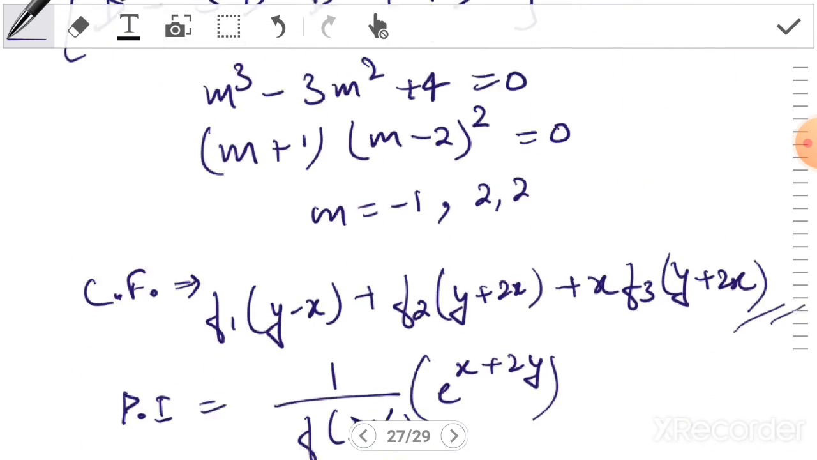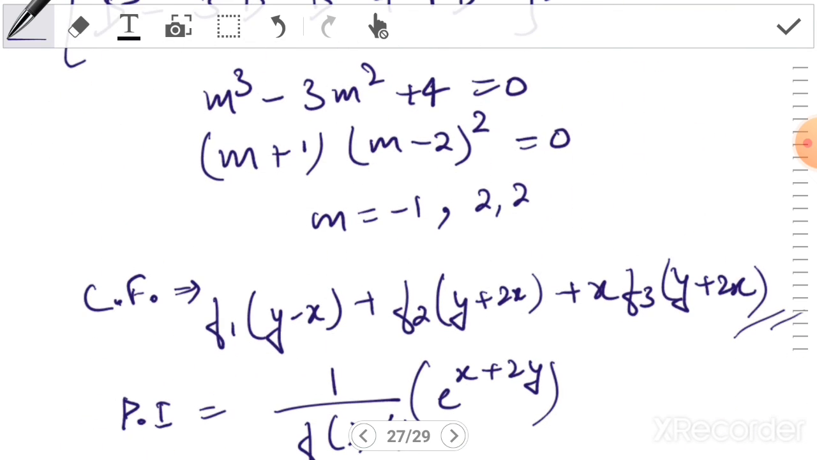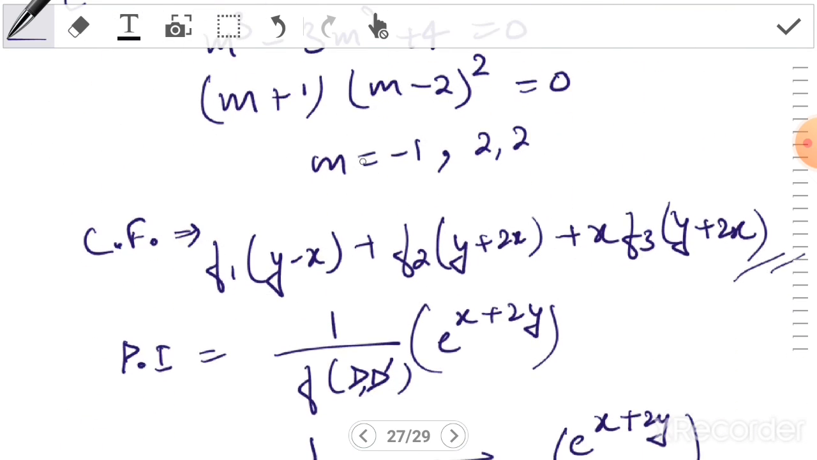So this is how we proceed if the differential equation is of this kind. Since m is equal to minus 1, 2 and 2, that is why we have taken here minus 1x, plus 2x and plus 2x. Okay. And since repeated roots are there, that is why we multiplied one function by x, right?